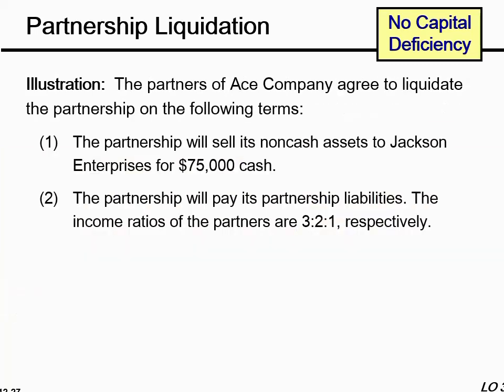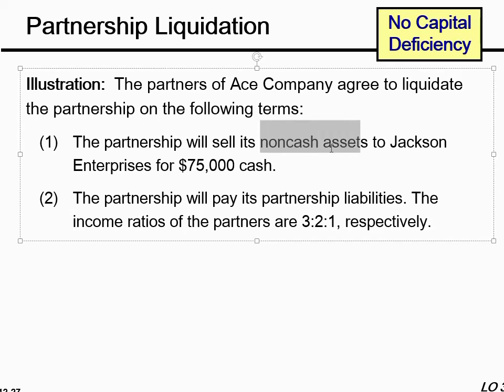Moving on towards the data discussion. The partners of Ace Company agree that they are going to liquidate their business. We have two sets of information. The first one is that the partnership will sell its non-cash assets to Jackson Enterprises. Jackson Enterprises is another business, purchasing Ace Company's assets, and they will pay $75,000. Remember, they are buying non-cash assets. So the first step is to sell non-cash assets and get the money. They are getting 75,000.